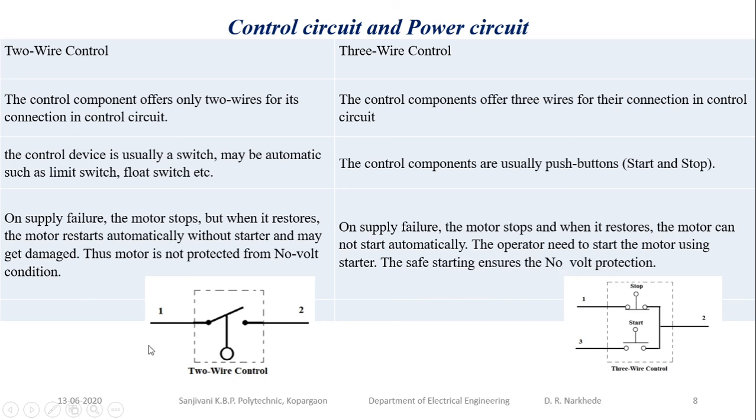So this is basically a two wire. In two wire there are only two wires. So this is an automatically operated switch. This may be a pressure operated switch. So when a certain pressure arises, the switch closes and opens.